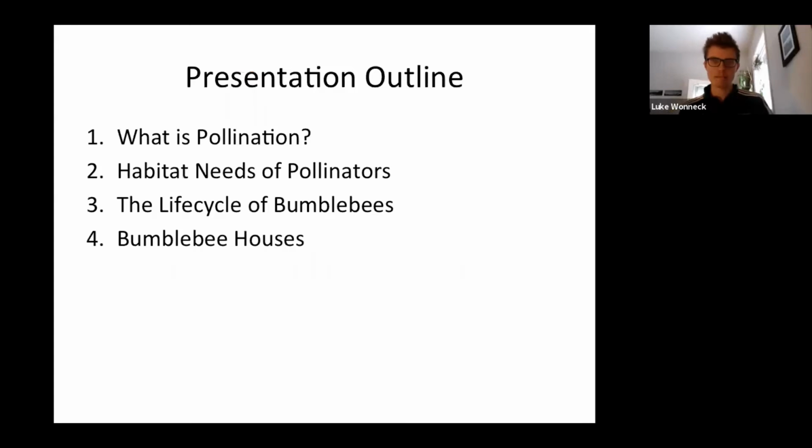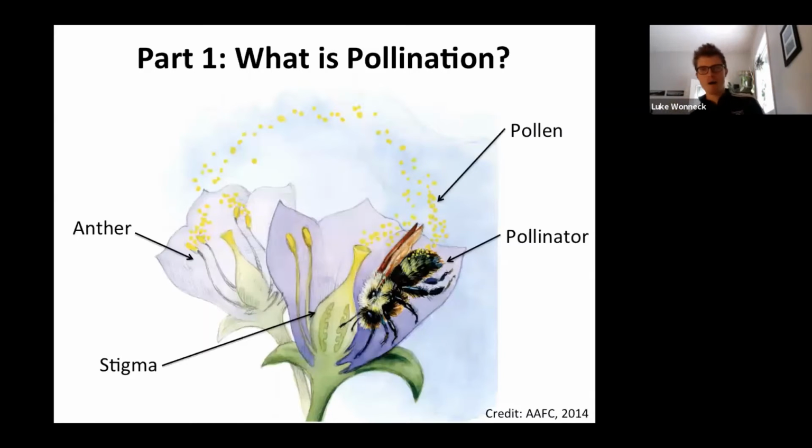So what I'm going to be talking about today, I'm going to be starting with what is pollination. So what is this thing that we're concerned about here? Then getting into the habitat needs of pollinators. So what do pollinators need to survive? Then I'm going to be zooming in on a particular kind of pollinator, which is bumblebees. And then afterwards, we'll be talking about how you can build bumblebee houses and install them wherever you might want to. I just wanted to start with talking about what pollination is.